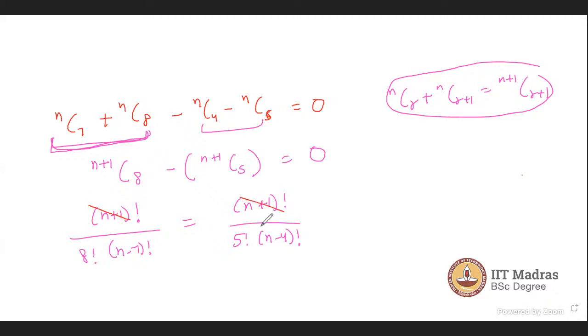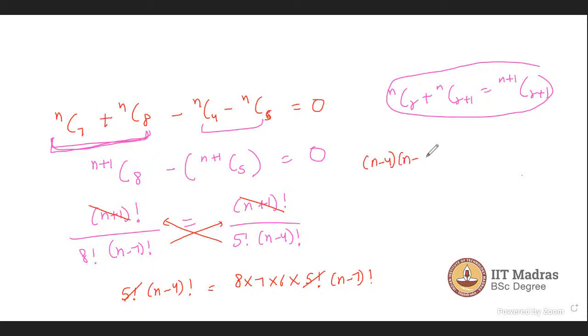Okay. So (n+1) factorial gets cancelled out. This thing goes here, this comes here. So it's 5 factorial times (n minus 4) factorial, right? 8 factorial, I can write this as 8 times 7 times 6 times 5 factorial. So 5 factorial gets cancelled. So it's clear till this step, right? Yes, sir. So now I can open n minus 4 also. I write this as (n minus 4) times (n minus 5) times (n minus 6) times (n minus 7) factorial, which equals 7 times 6 times (n minus 7) factorial. Okay, so this gets cancelled out.